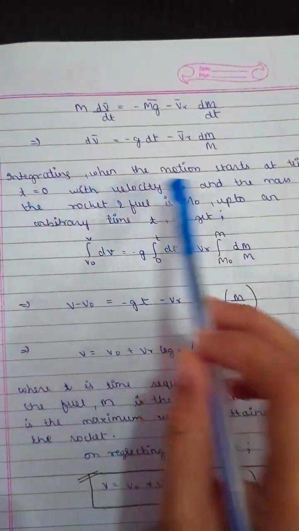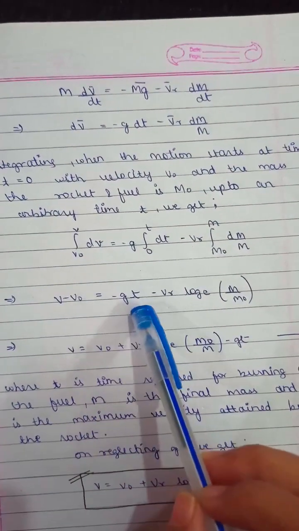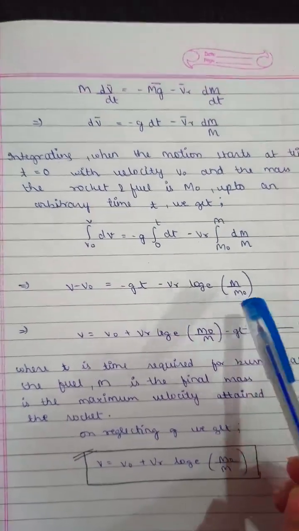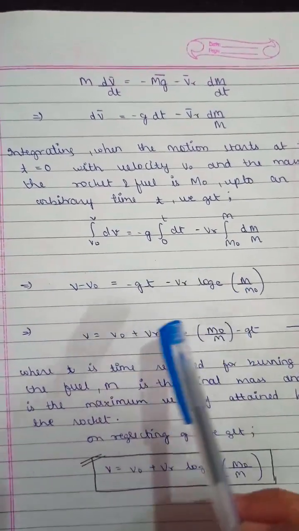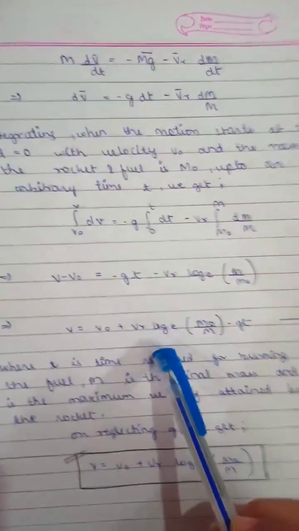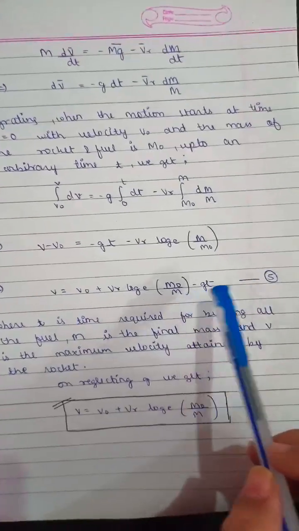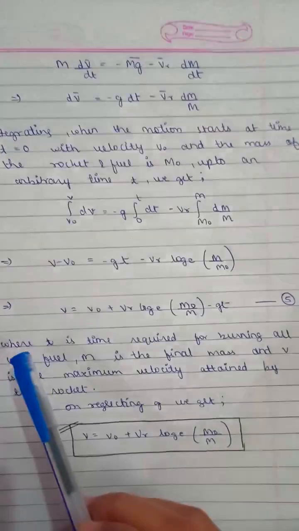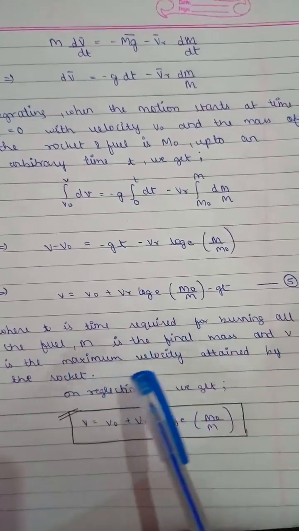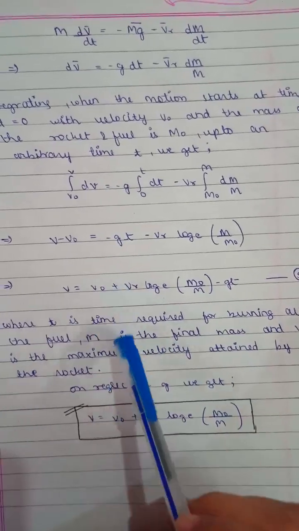Now we will integrate this equation. We will get v minus v naught = minus gt minus Vr log base e (m/m naught). Further rearranging this equation, we get v = v naught + Vr log base e (m naught/m) minus gt. We will write this as equation 5. Here t is the time required for burning all the fuel, m is the final mass and v is the maximum velocity attained by the rocket.